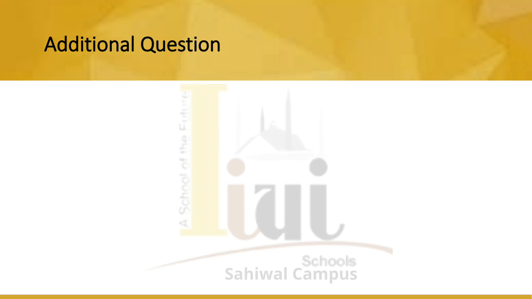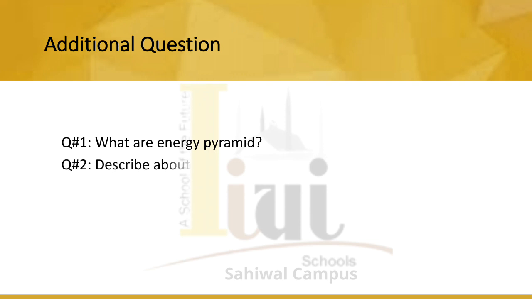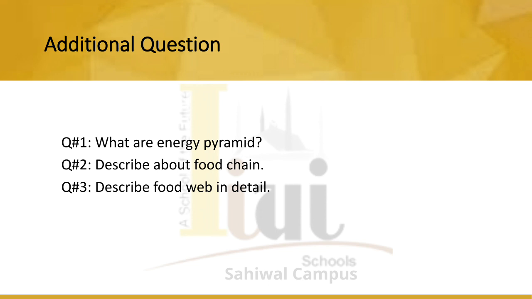Here are some additional questions. Question number 1: What are energy pyramids? You have to write about the energy pyramid. Question number 2: Describe the food chain. You have to write a brief note on the food chain with a diagram. Question number 3: Describe the food web in detail. You can solve this question by reading page number 22.